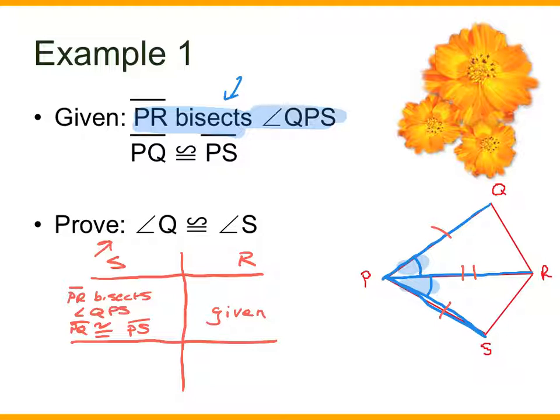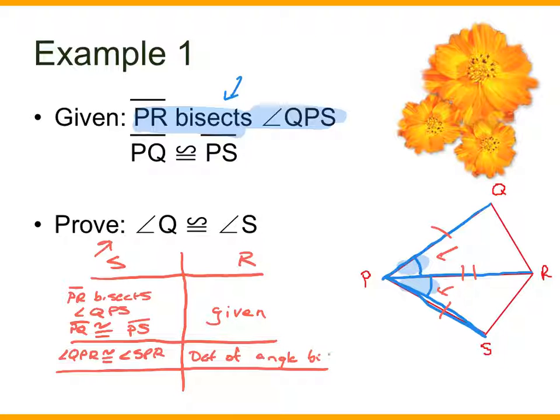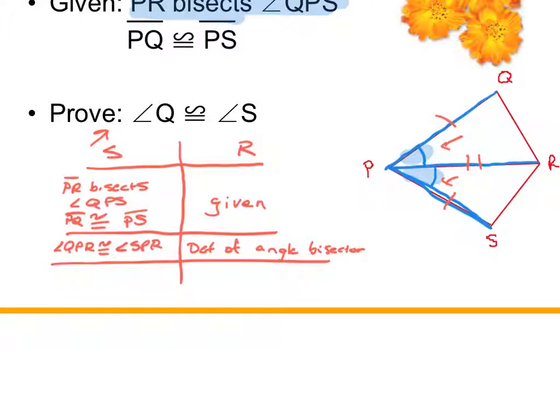And then you guys told me that angle QPR is congruent to angle SPR because of what? Why were those two angles congruent to each other? Definition of angle bisector. And then, how did we get PR was congruent to PR? How did we get that? The reflexive property.